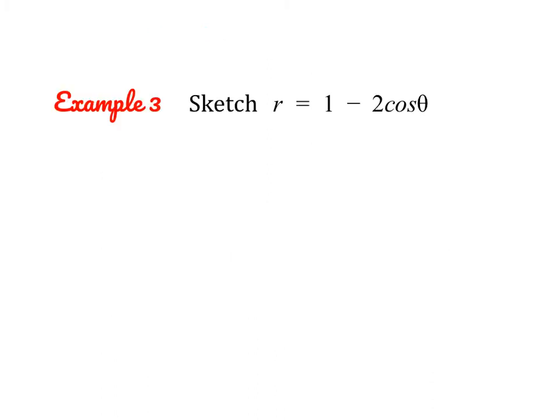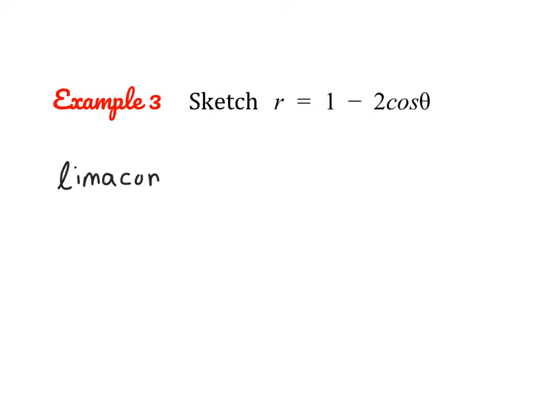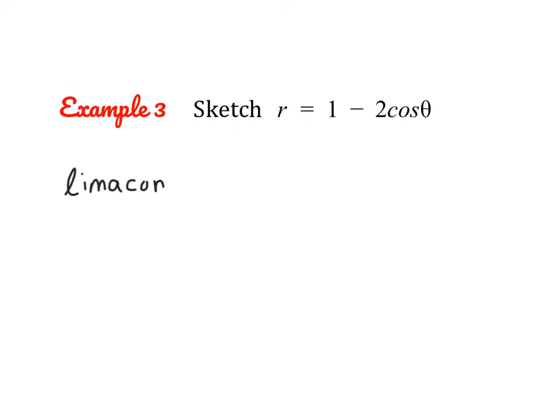Okay, let's try another one together. Here, again, we can see that we're going to have a limaçon that is reflected over the polar axis. When we check the ratio of A over B, we can see that it's -1/2. The absolute value of the ratio is 1/2.